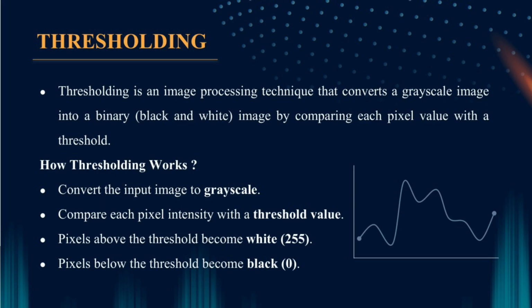Let's move on to another powerful pre-processing technique called thresholding. Thresholding is an image processing technique that converts a grayscale image into a binary image, meaning the image contains only black and white pixels. It compares every pixel with a threshold value. If the pixel value is greater than the threshold, it becomes white. If it is smaller, it becomes black. This makes it much easier for the computer to identify objects from the background.